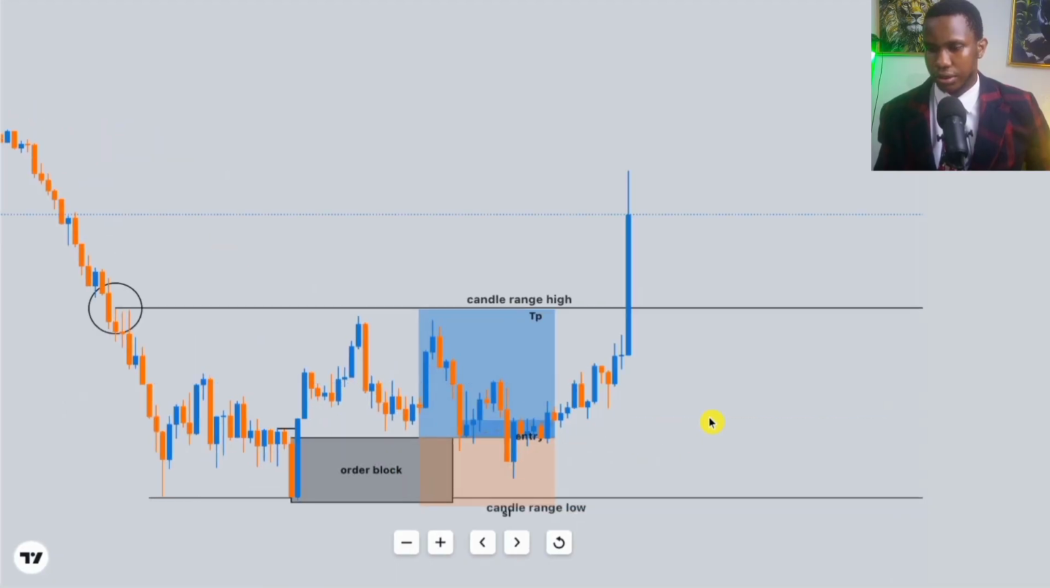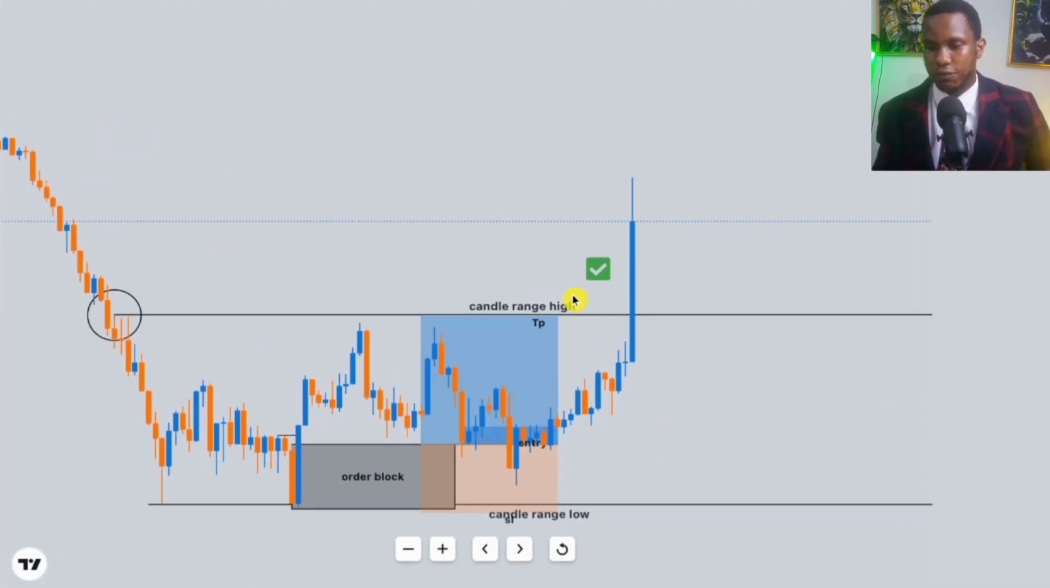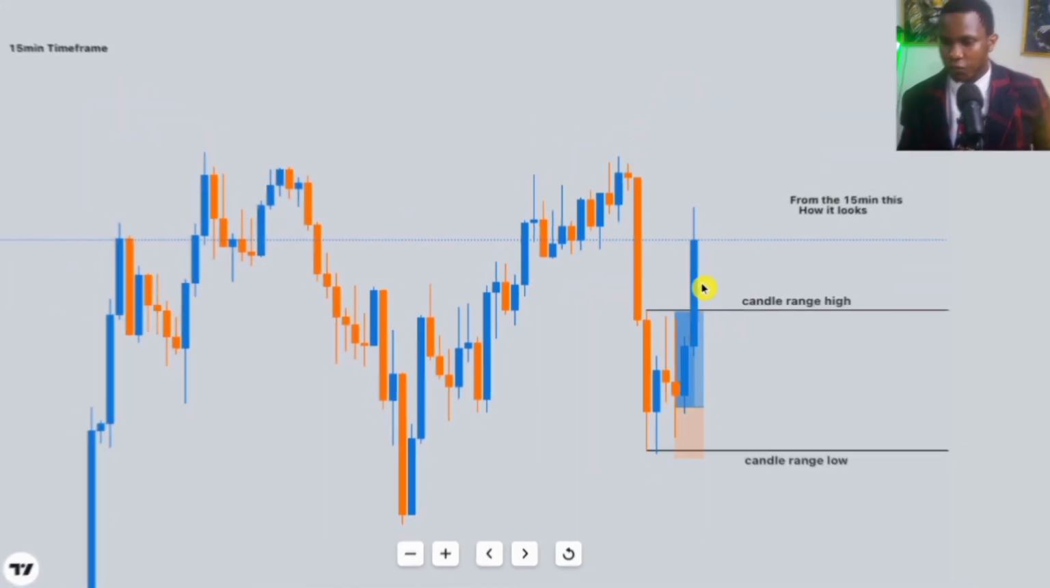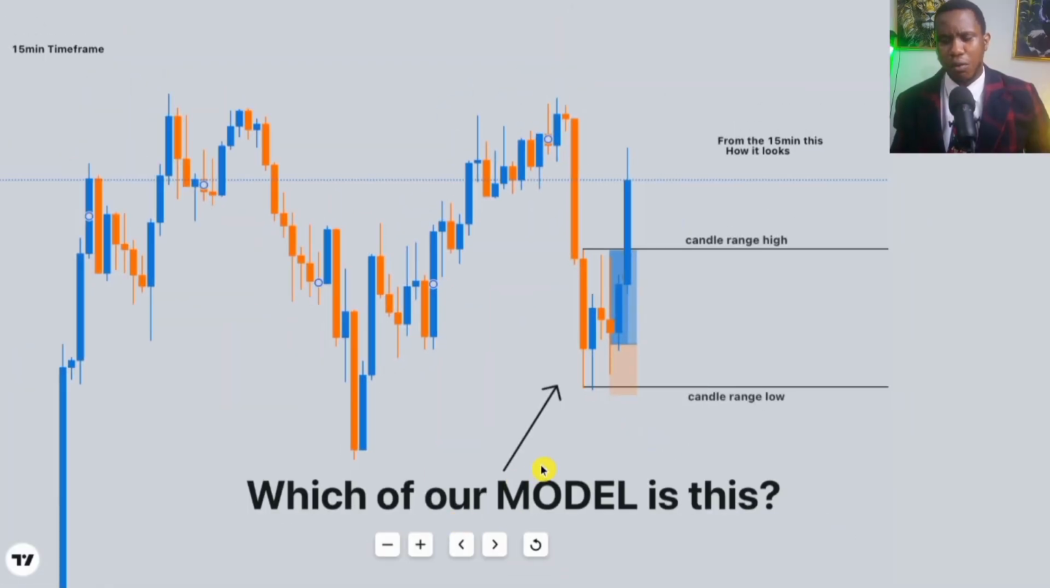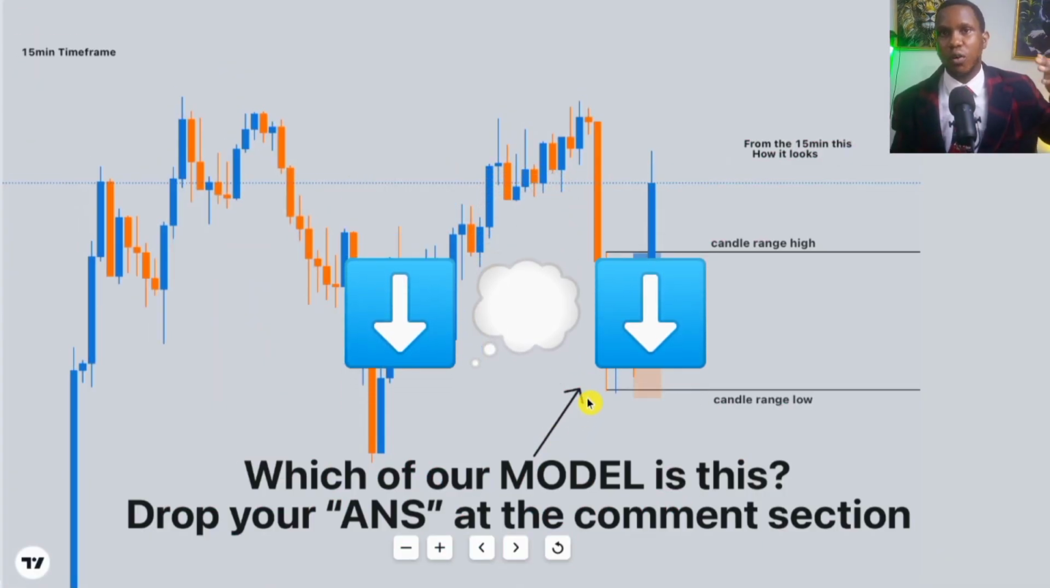Okay, that's a full take profit for us, traders. From the 15 minutes time frame, this is how it looks like. Which of our CRT model is this, traders? Drop your answer at the comment section.